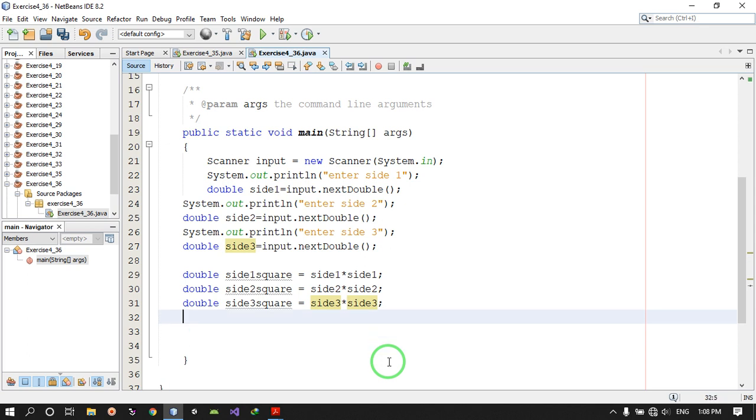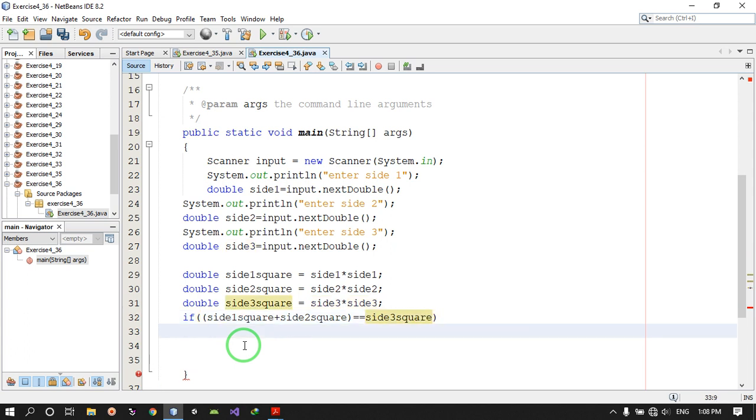Let's check this condition. The condition is that if side 1 square plus side 2 square equals side 3 square, and print out this is a right triangle.